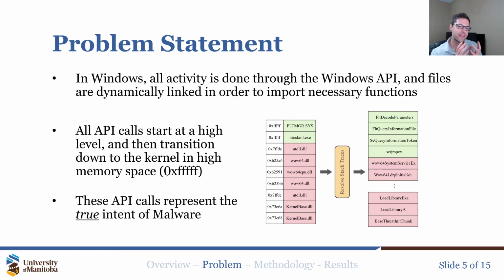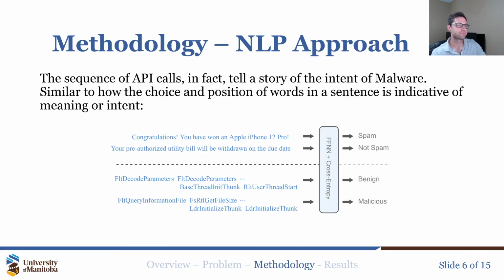You could look at certain dynamically linked libraries and say, is this anomalous? But even through means like DLL proxying, malware can obfuscate its own payload within DLL files, and that's readily used. So we look at this problem of the true intent of malware, and then what we do is we look at the sequence of these API calls, and we tell ourselves, well, it tells us a story of the intent of malware and exactly what it wants to do.